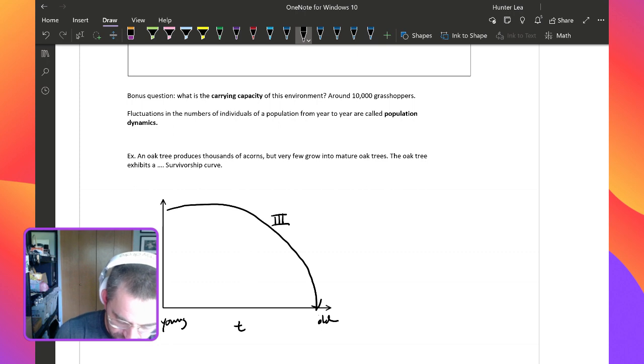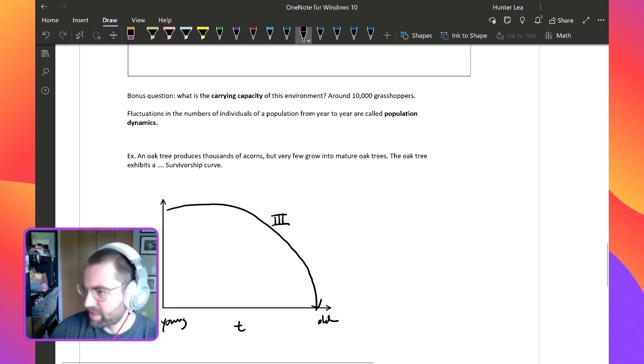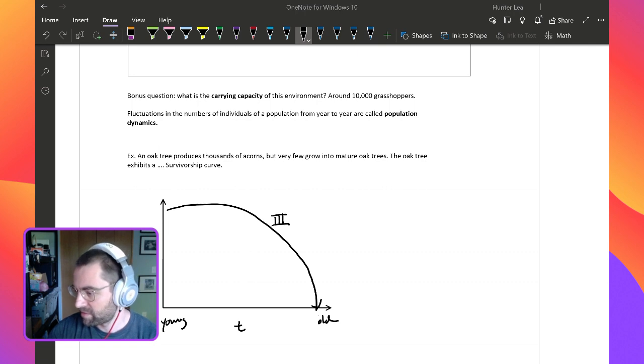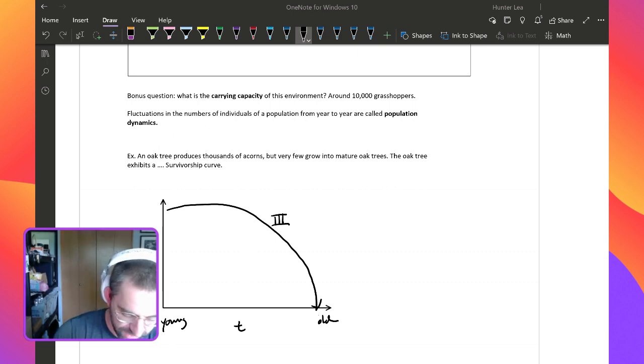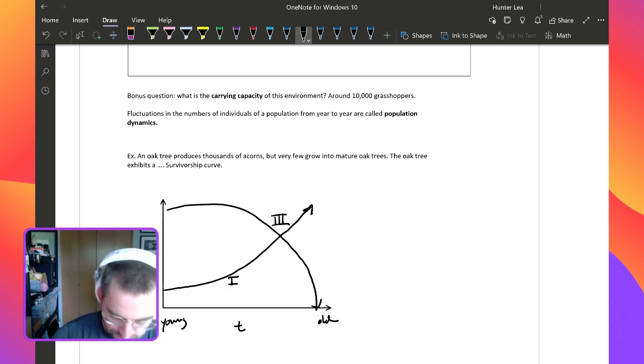Type 1 is pretty much the opposite. Type 1 survivorship curves are typical of populations with low rates of juvenile mortality. So that would start with relatively low young populations and higher old populations. That would be type 1. That's where humans sit. So humans hang out around there.